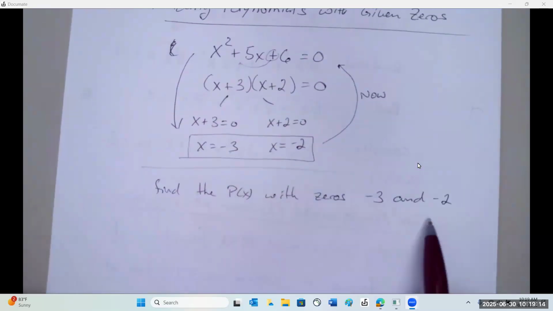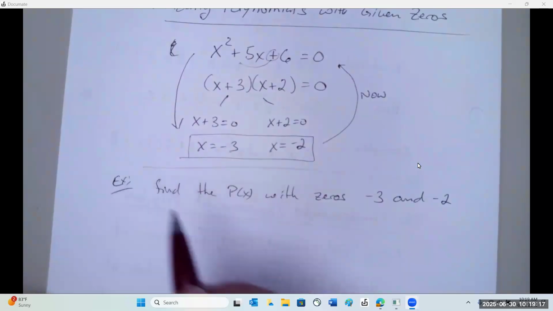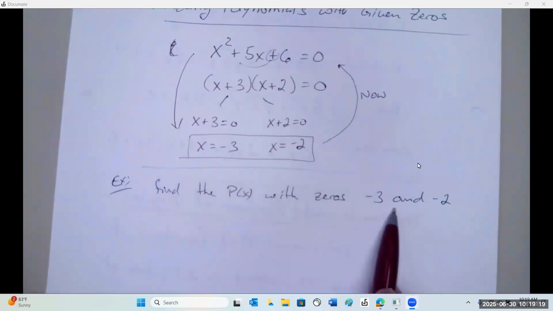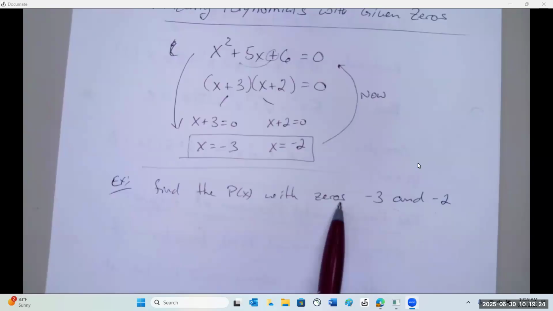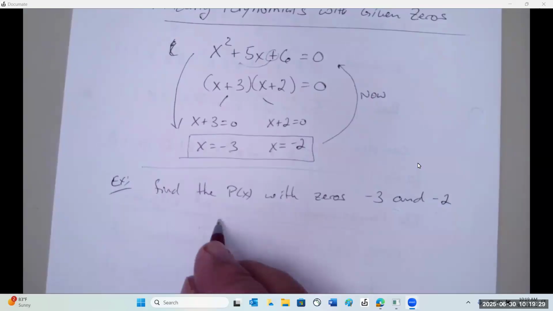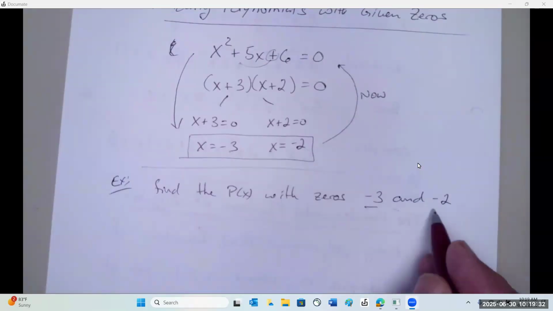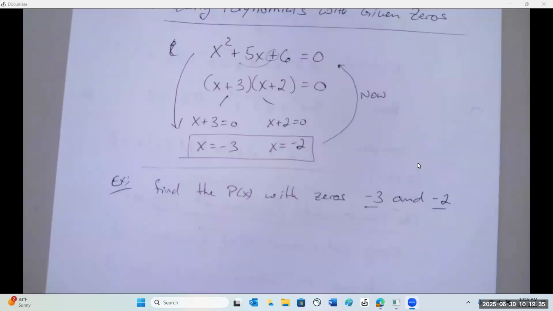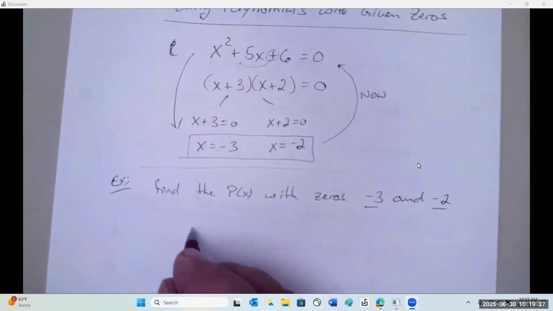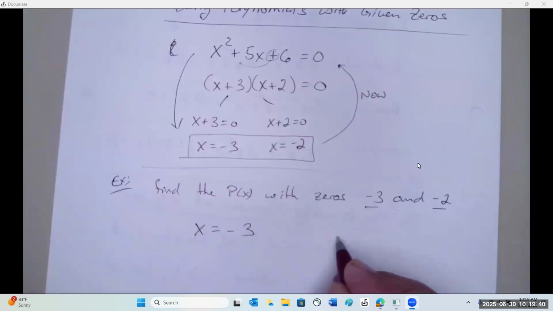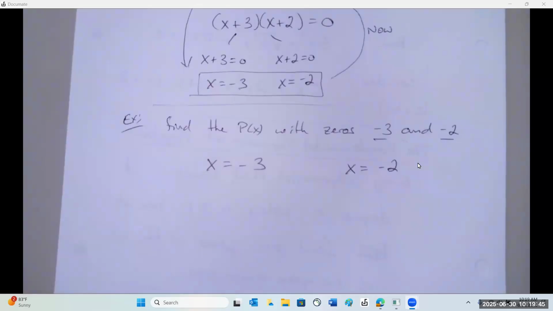All right. So this is my example. This question gives you zeros of -3, -2. How do we set that up in an equation? If there's zeros, how do we set them up? You're saying x equals -3 and x equals -2. That's what it means there's zeros. They're my x-intercepts.